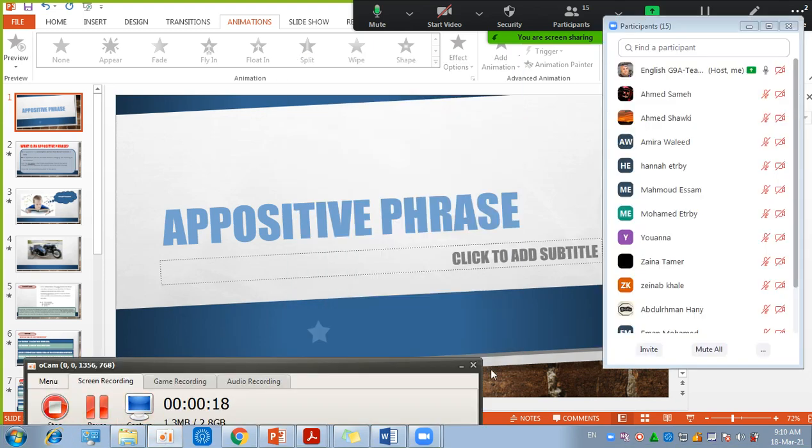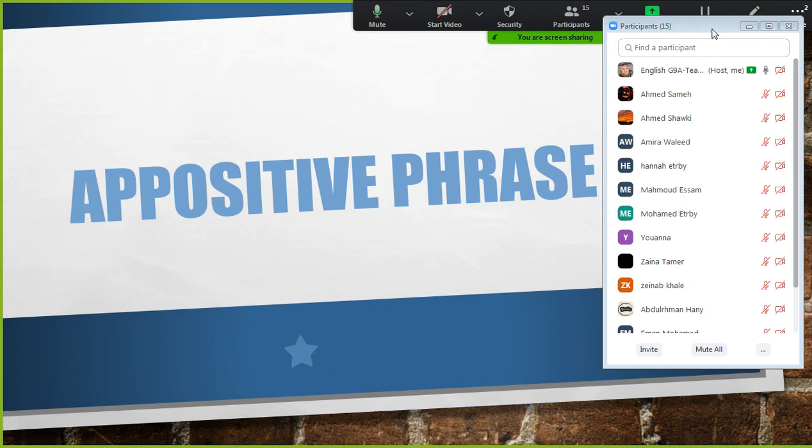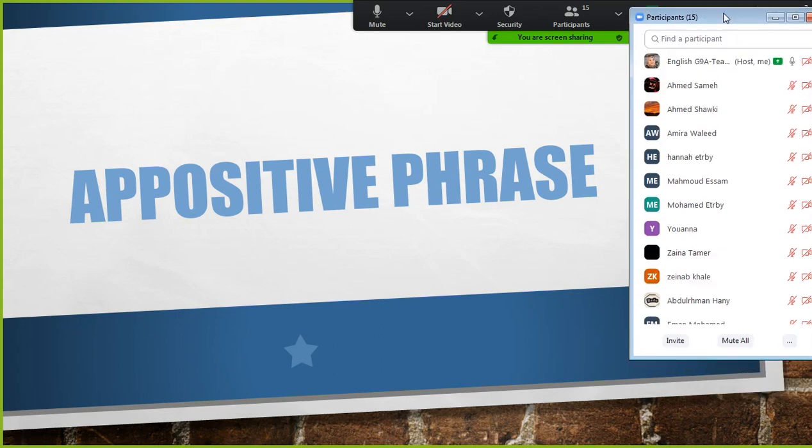Okay, let's play the appositive phrase. I don't know if you have studied this lesson before or not. Have you? Do you know what is the appositive phrase? Have you studied the appositive phrase before? I think, yes. So what is it? Anyone has an idea what the meaning of appositive phrase is? Is it a non-essential phrase?